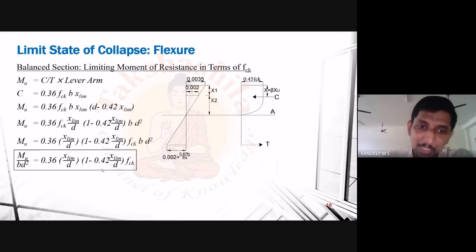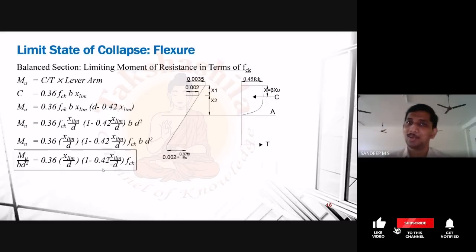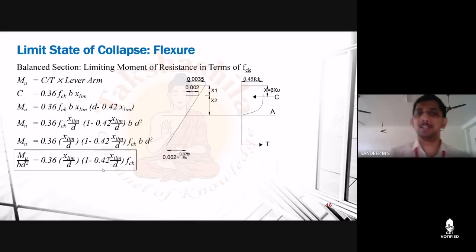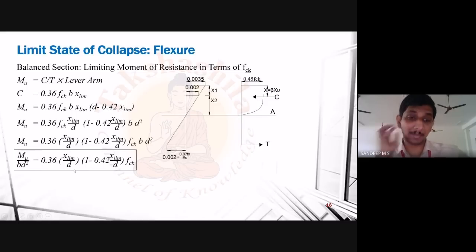So you have to learn these relations by heart: Mu by b d square is equal to 0.36 x limit by d, and so on. Again, I would like to share with you, all these relations are actually available in your code, but it is better to learn these things by heart. These are frequently required, and we cannot always go and refer to the codes whenever we need this type of relation. As a civil engineer, you must know these relations. So that is how we calculate the moment of resistance in the case of a balanced section. Now I told you I have put this x limit by d in brackets for a specific reason. I will go through that now.